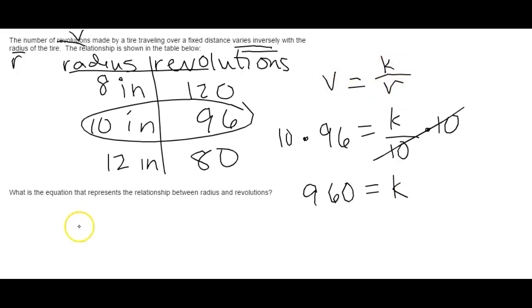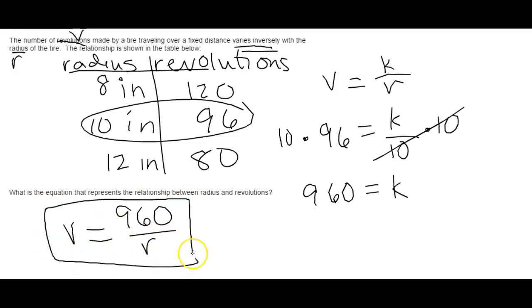V and r will remain variables. Those can change depending on how big the radius is, determines how many revolutions, but the relationship of k, the 960, will always stay the same. So v equals 960 over r. And that gives us our equation. So that concludes our discussion on direct and inverse variation.